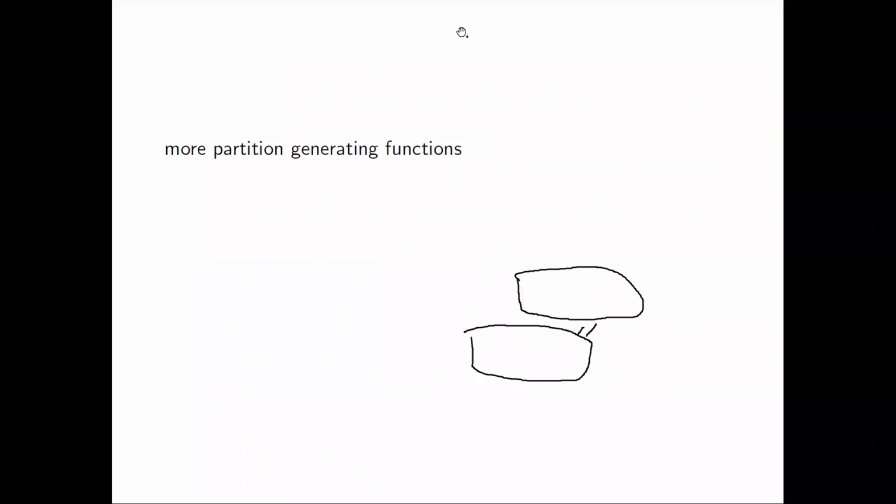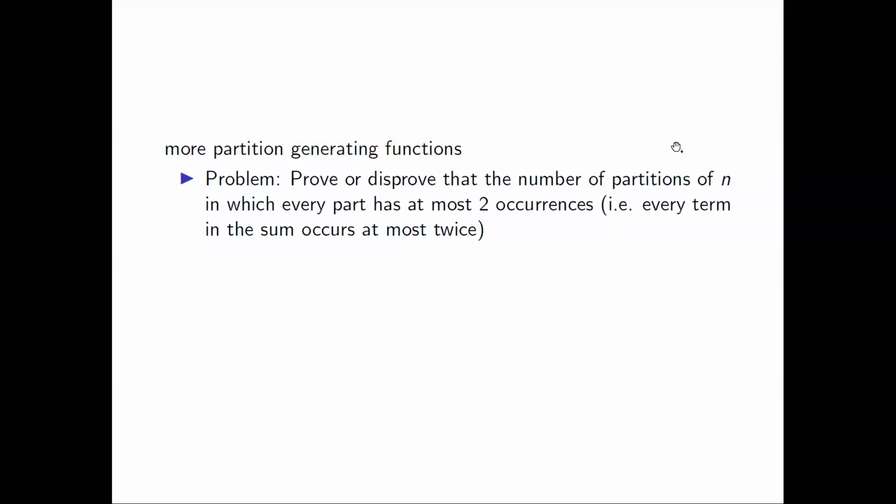And here's a problem for you to think about. This problem is very similar to the last one. So it looks like a similar sort of claim. And the goal here is to prove or disprove. So the claim looks similar, but I'm not saying whether it's necessarily true or not.